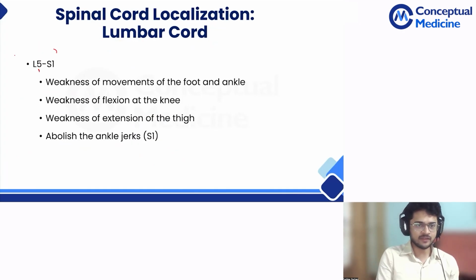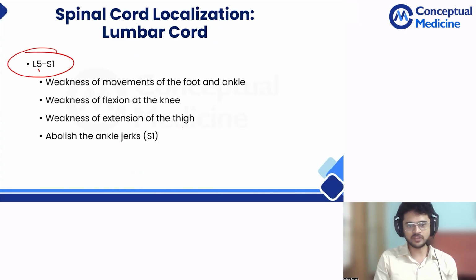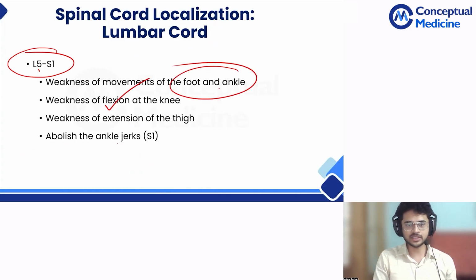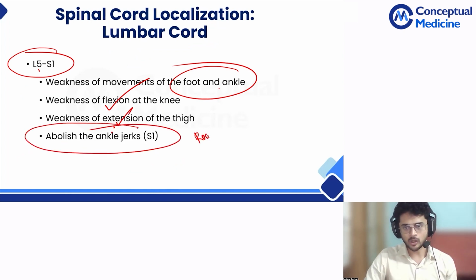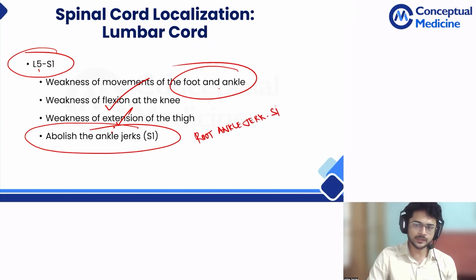And if the lesion is at L5 to S1, the patient is going to have weakness of movements of the foot as well as the ankle. There's going to be weak knee flexion, weak thigh extension, and the ankle jerk is going to be absent. That's because the root value of the ankle jerk is S1. It is S1.